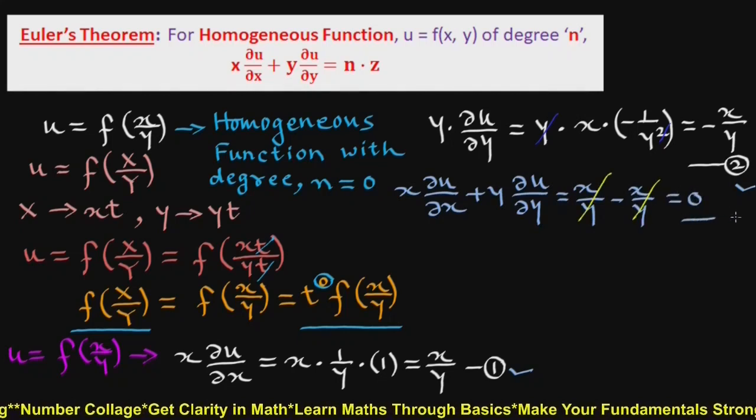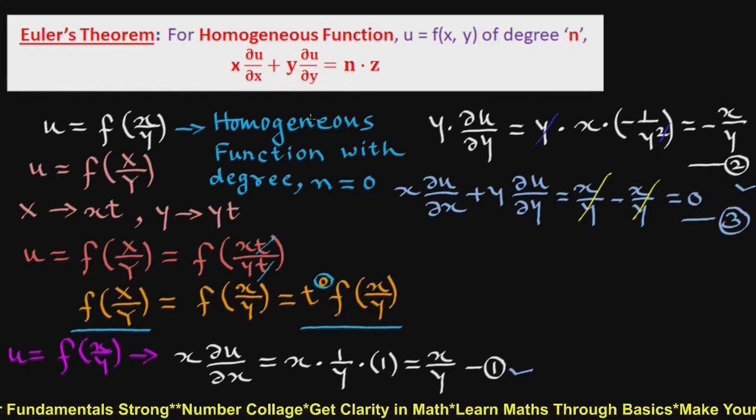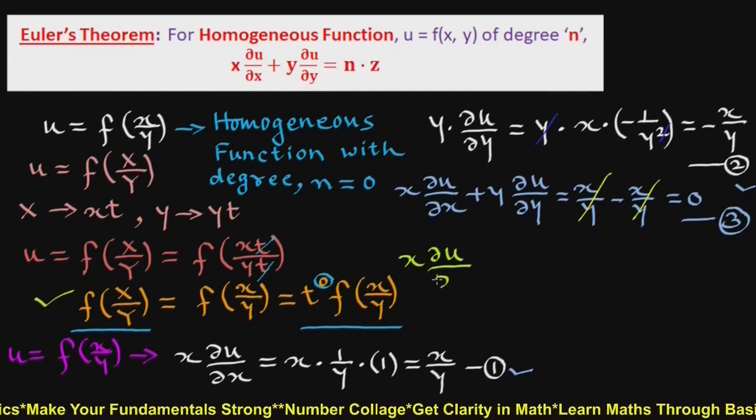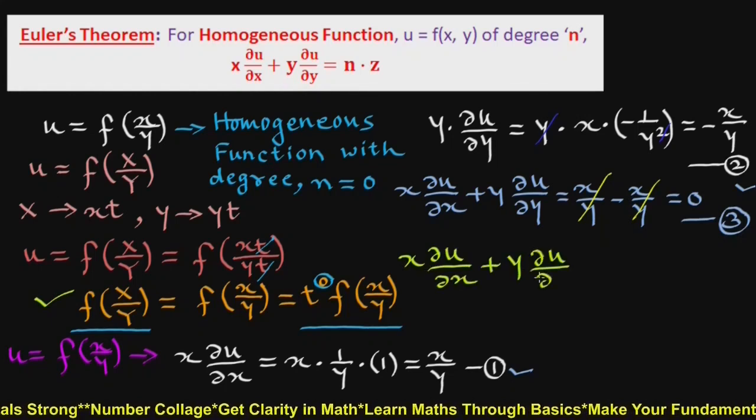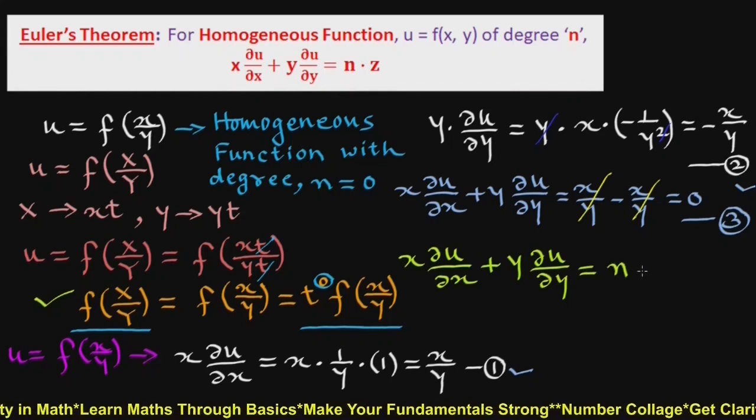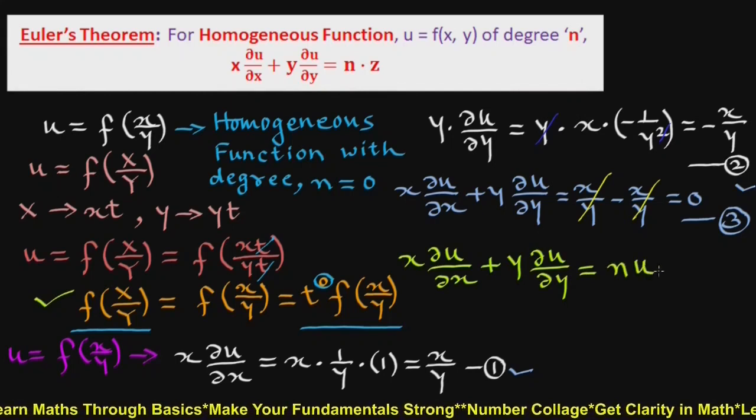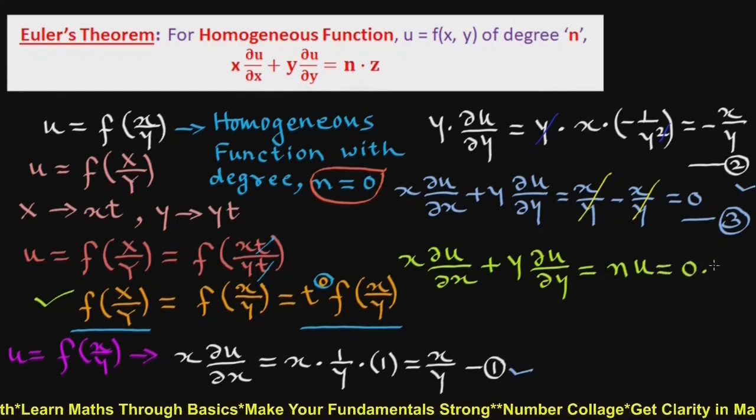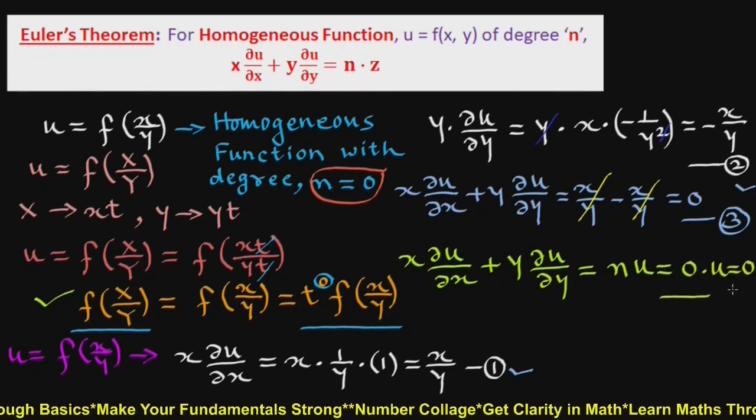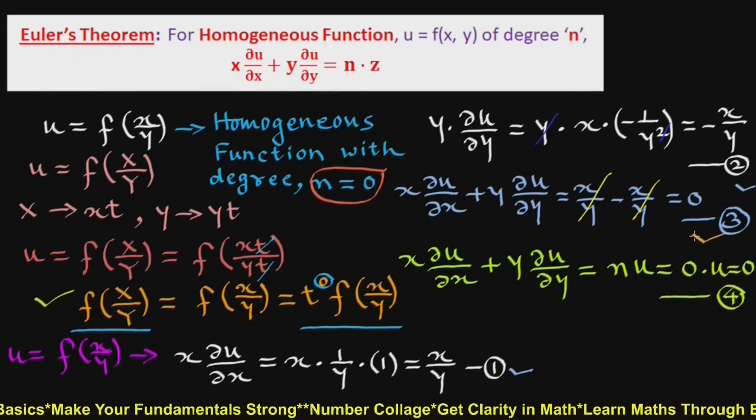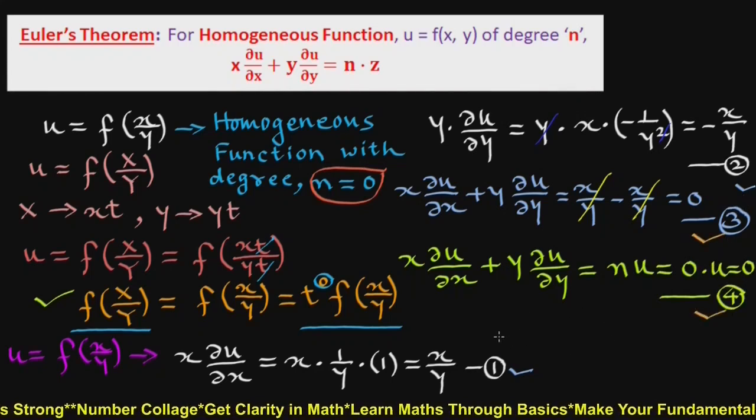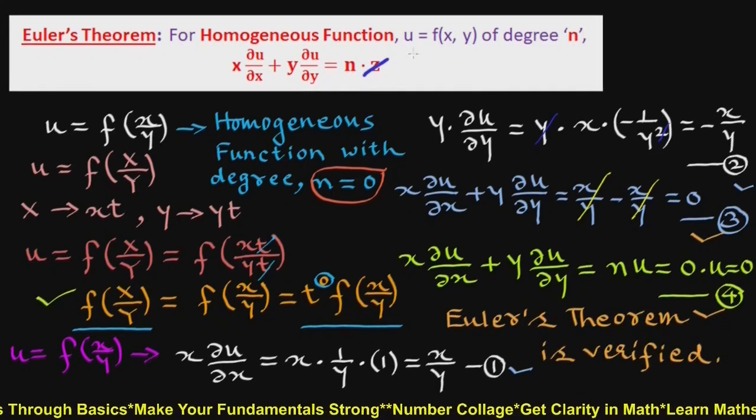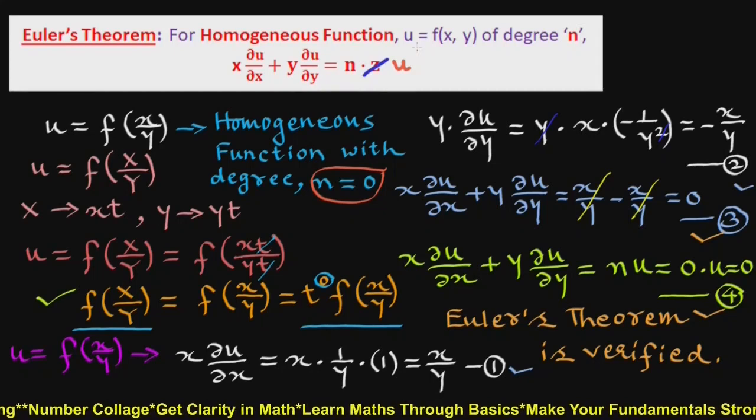We name this 3. Now we will apply Euler's theorem on u and write x ∂u/∂x plus y ∂u/∂y equals the degree of the homogeneous function n into u. But since the degree is 0, this will be 0 into u, which is 0. We name this 4. Now, from 3 and 4, we find that Euler's theorem is verified. Remember, this should be u and not z.